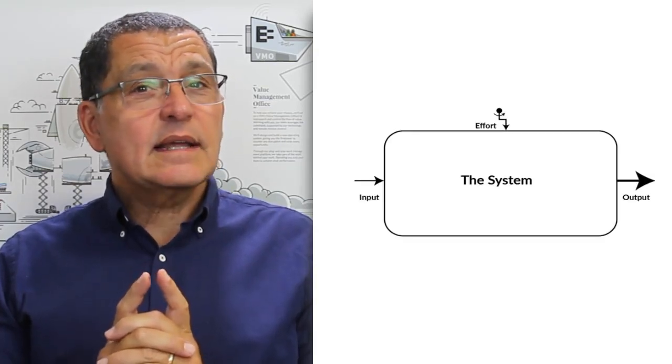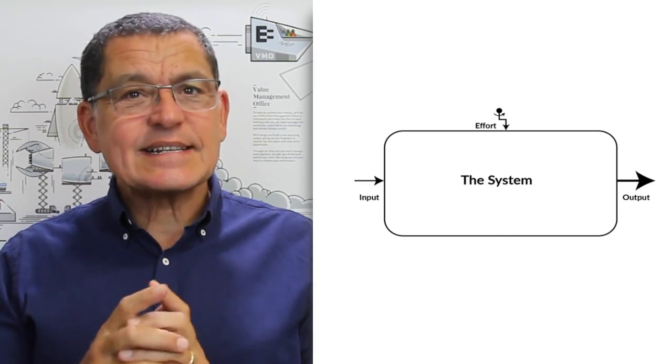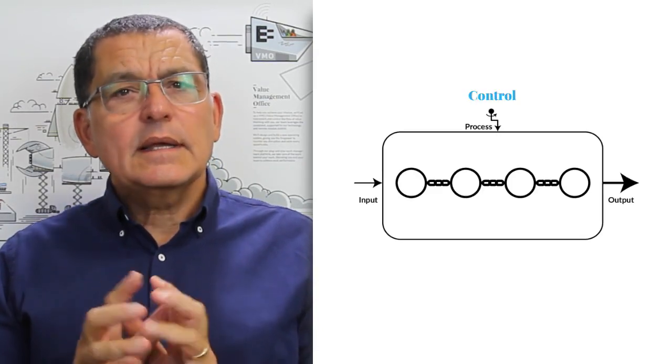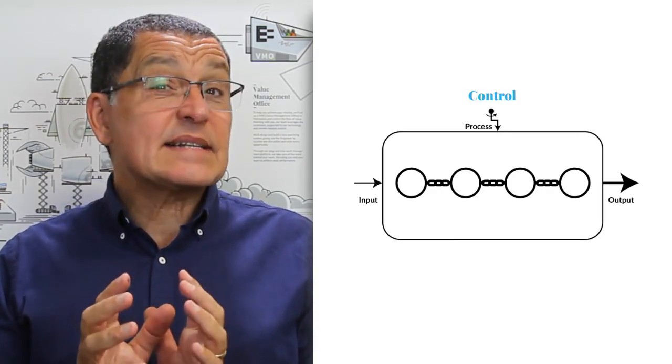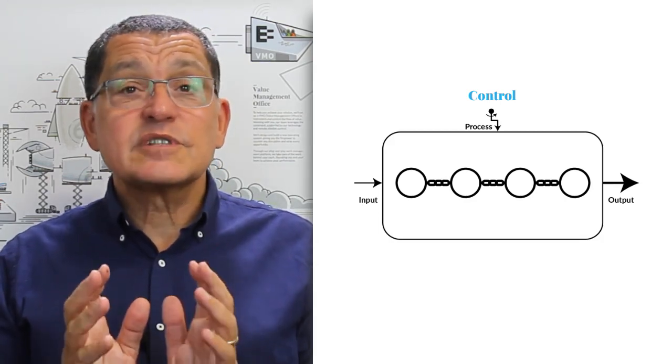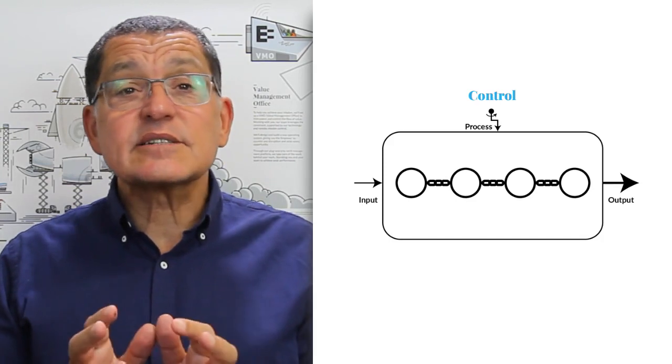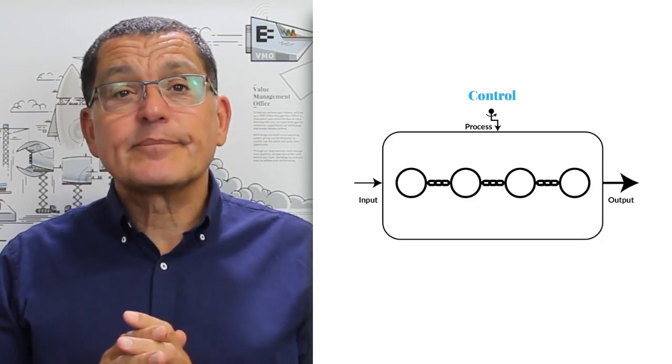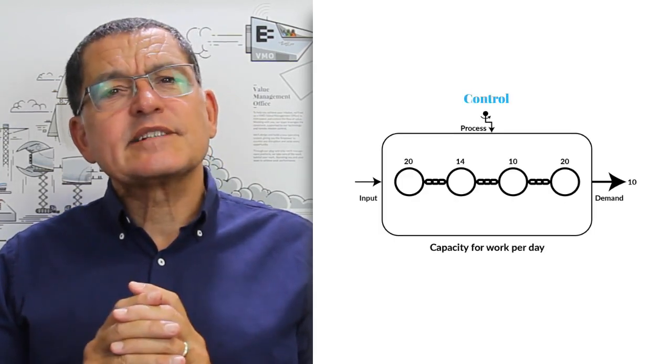Let's get back to our system and have a closer look. Let's say there's a process that's running on the inside of our system. Each of these circles represents the capacity for work per day. The process could be anything you want, producing widgets, making sales, or testing software. It really doesn't matter. Let's take the case of a sales process.